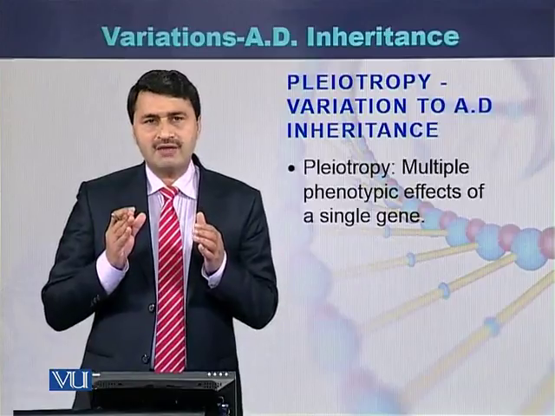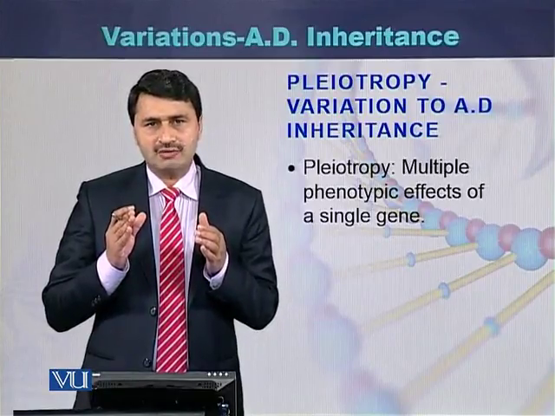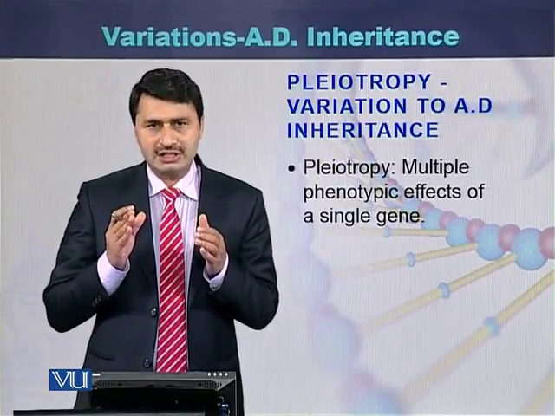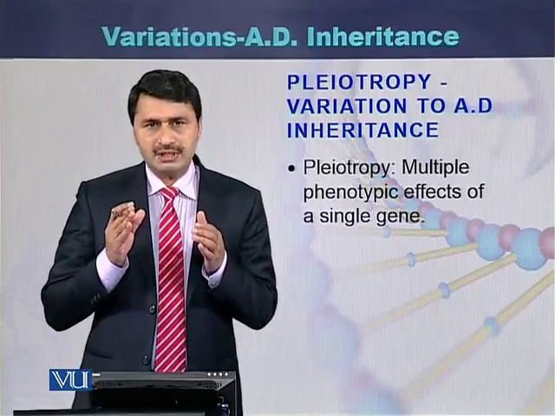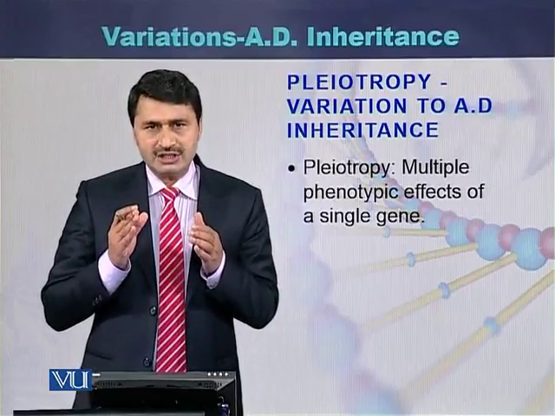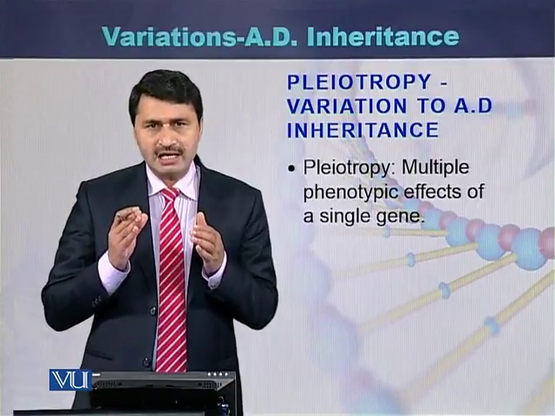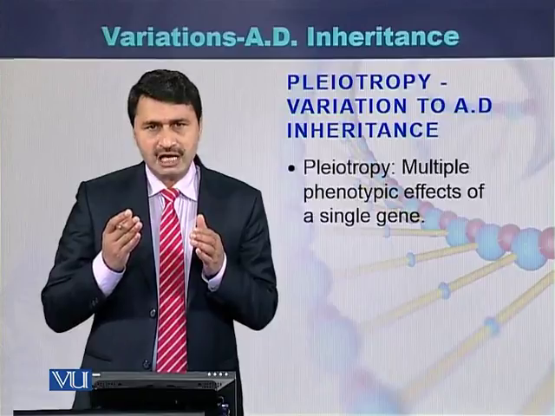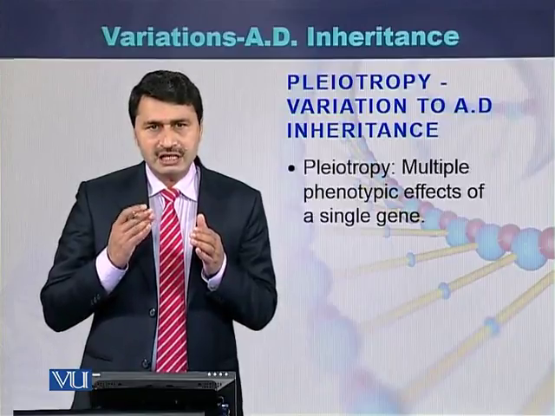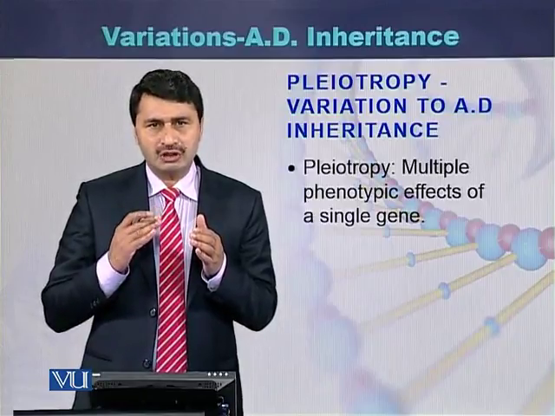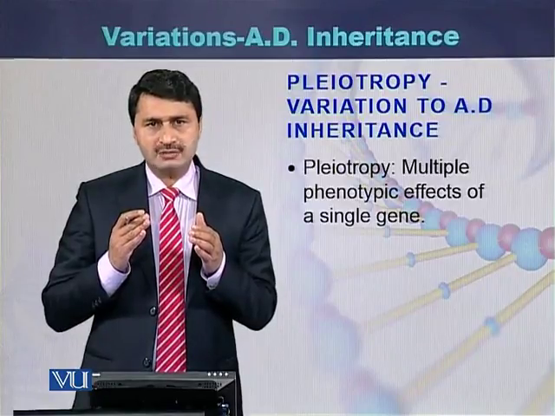The third phenomenon which is usually seen in case of autosomal dominant inheritance is pleiotropy. Pleiotropy is actually when one gene produces more than one phenotype. On one hand, a gene produces one phenotype and on the other hand, the same gene produces another phenotype. So this phenomenon is called pleiotropy.